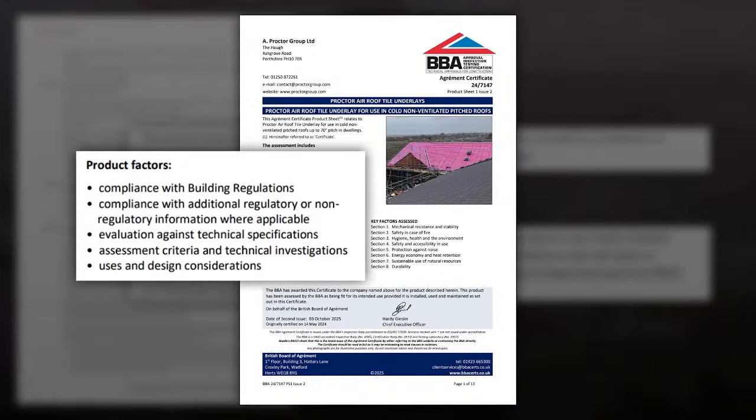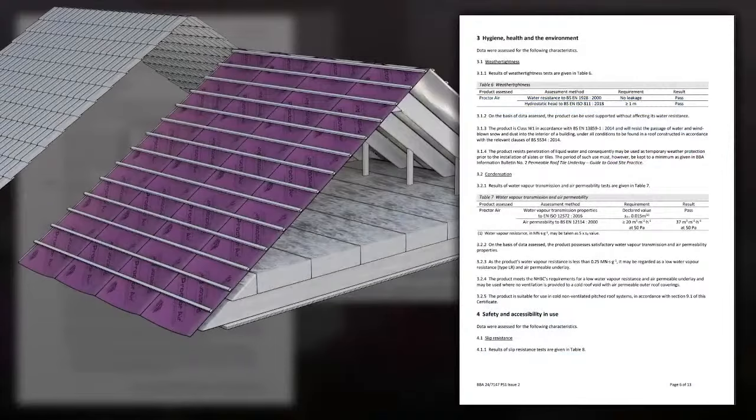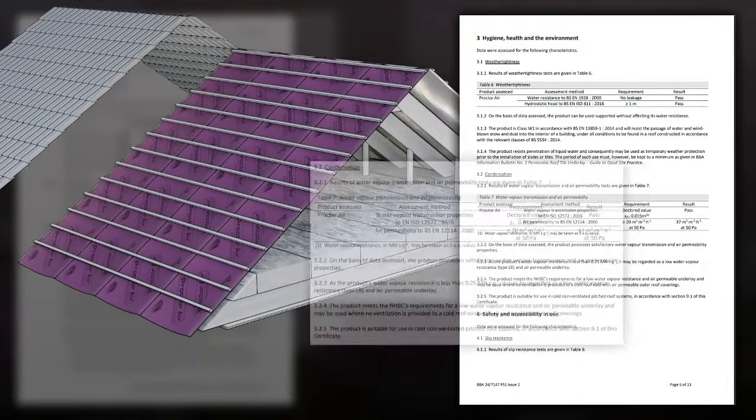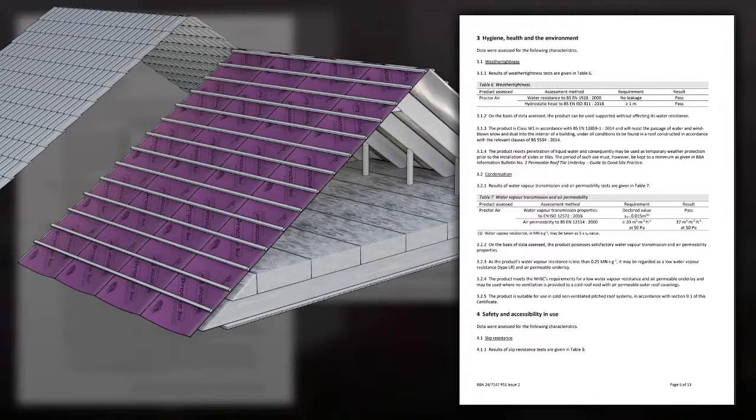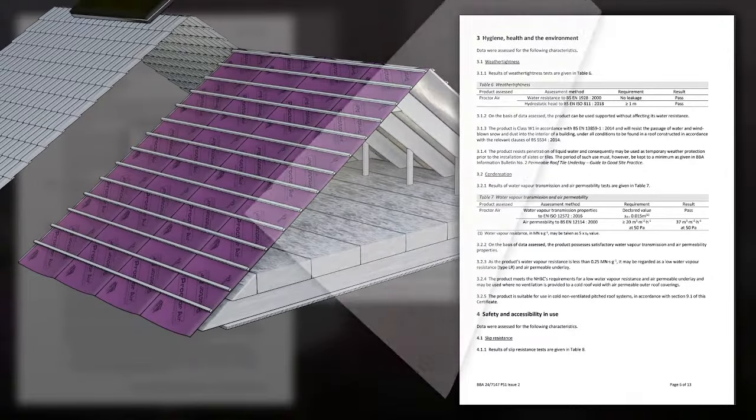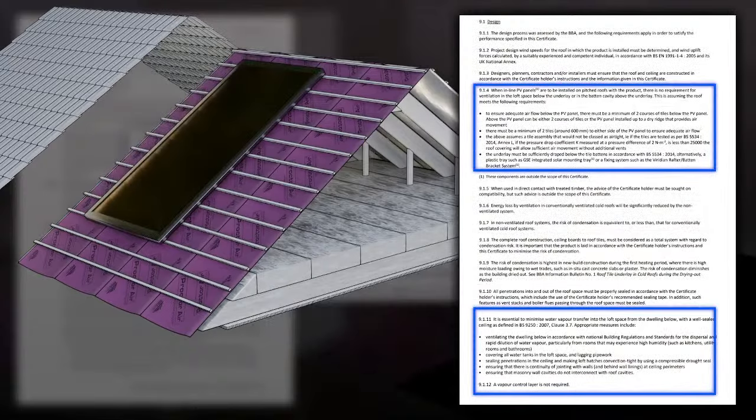These systems are tested and approved based on their specific performance, rather than relying on the generic advice given in BS 5250. Our Proctor air membrane, which is both air and vapour permeable, is certified by the BBA for use without ventilation across all types of pitched roof. As well as simply allowing for the omission of ventilation, the certificate includes a range of recommendations and product-specific guidance, for example, allowing for use with photovoltaic roof panels or without a dedicated vapour control layer at ceiling level.